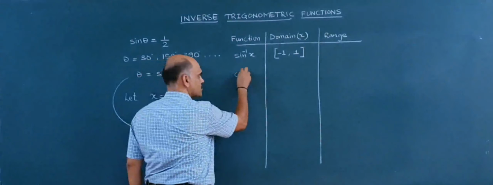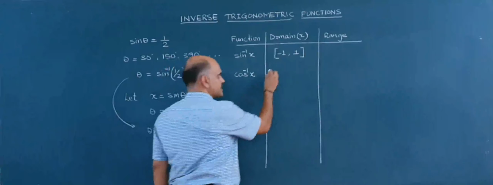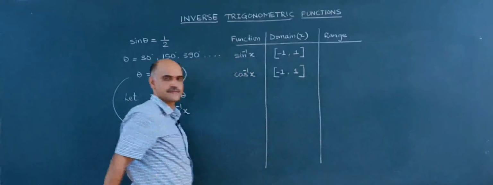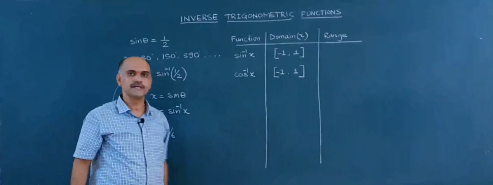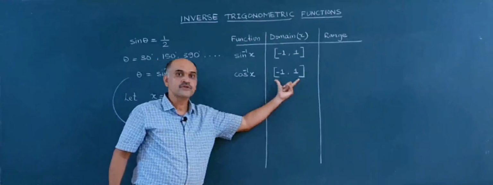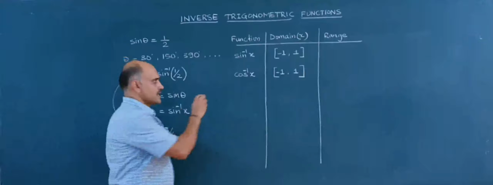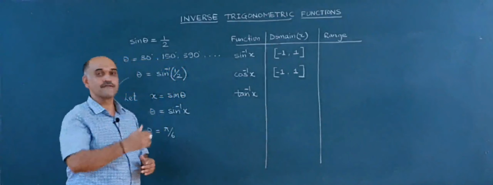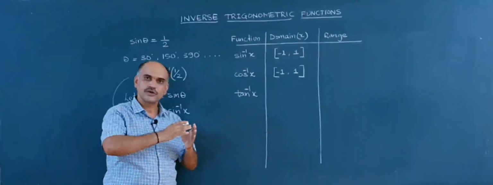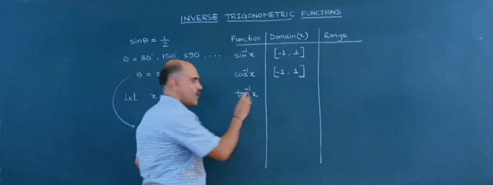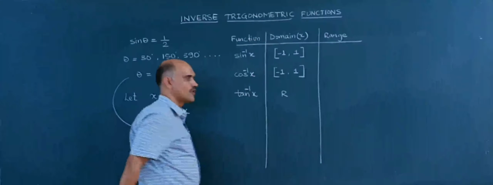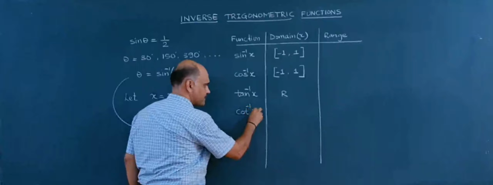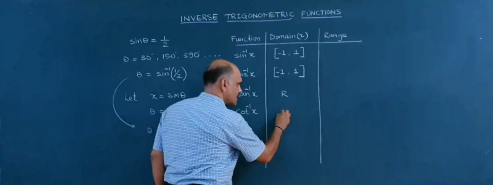Similarly, for cos inverse x, its value of x also ranges from minus 1 to plus 1. Maximum will be 1, minimum will be minus 1. Again here it is also a closed interval. Now third, for tan inverse x, the value of tan theta goes up to infinity, so x will take all real numbers. Similarly, cot inverse x also takes all real numbers.